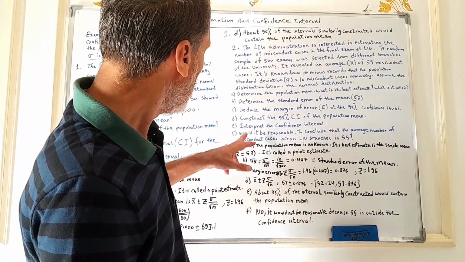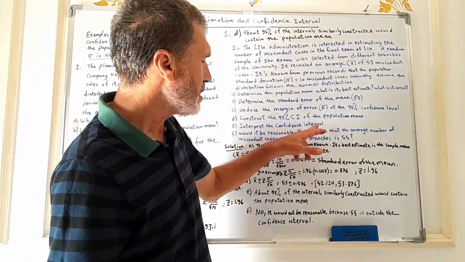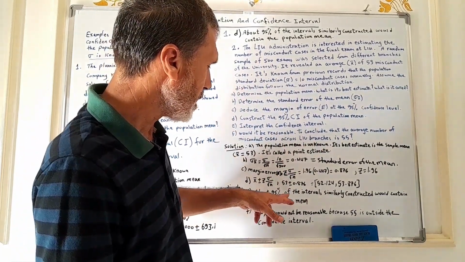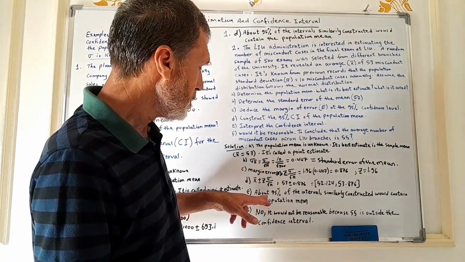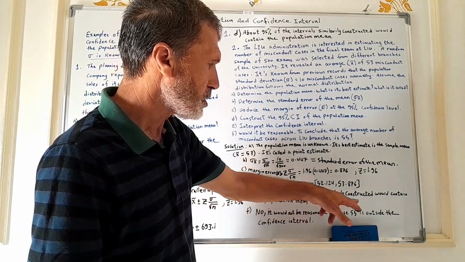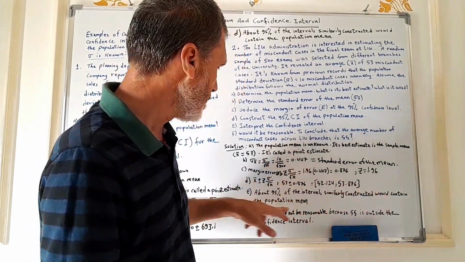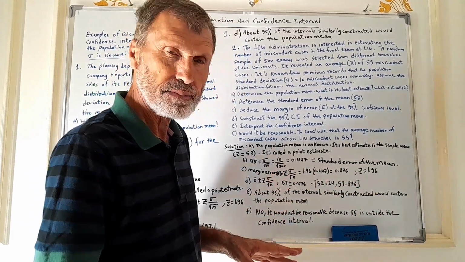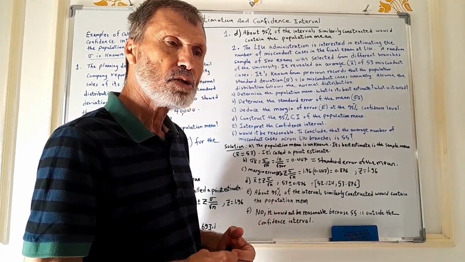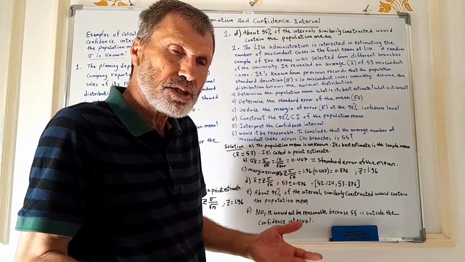Now, interpret the confidence interval like we did with the previous question. We say about 95% of the intervals similarly constructed would contain the population mean. Of course, you use this type of statement to indicate the interpretation of the confidence interval.